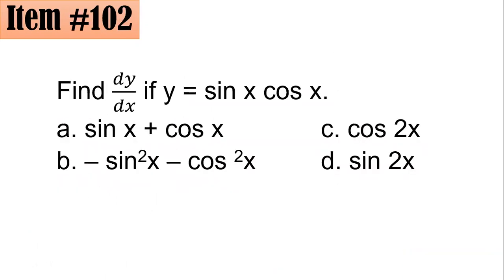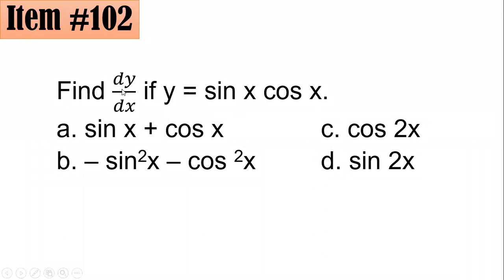102. Okay. Find dy over dx if y is equal to sine x cosine x. Did you go for sine x plus cosine x? Negative sine squared x minus cosine squared x? Cosine 2x or sine 2x? Okay. Ito yung gusto ko eh. Maraming naghuhula. Okay, so far we have 3 answers na letter C. Tama nga kaya yung cosine 2x. Okay, Sir Barry also said letter C. Let's see if you got it right. Ma'am Algin, let's see po kung tama kayo.